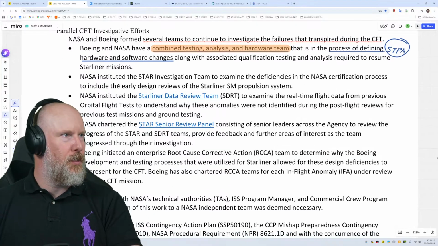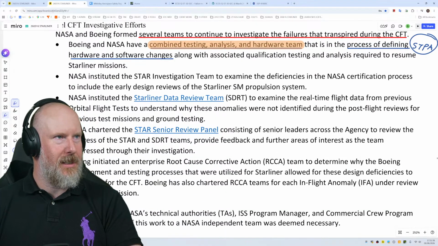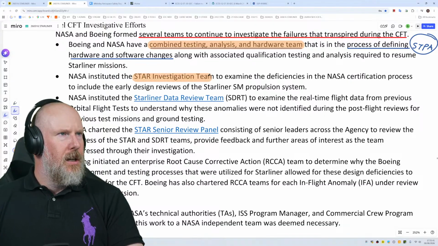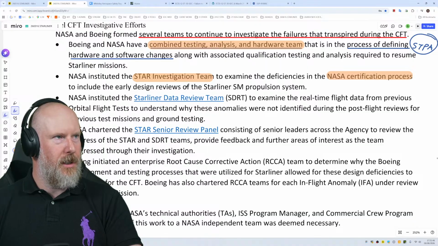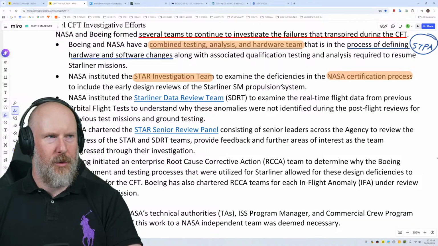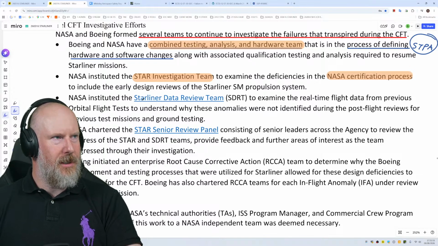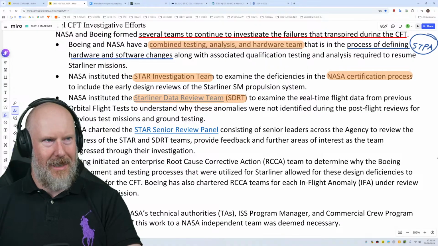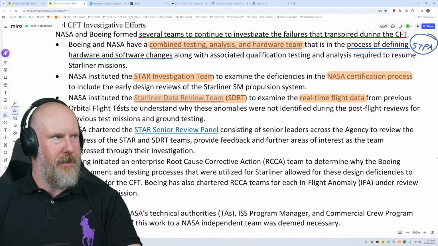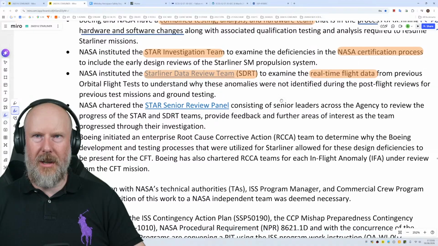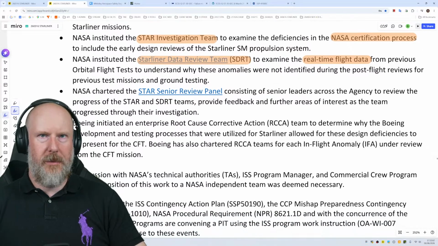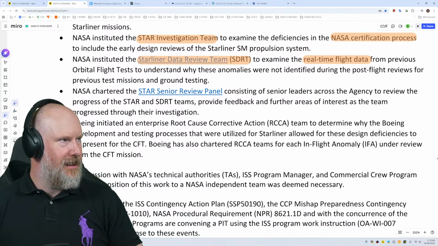NASA instituted the STAR investigation team to examine the deficiencies in the NASA certification process to include early design reviews of the Starliner service module propulsion system. NASA instituted the Starliner data review team to examine the real-time flight data analysis from previous orbital flight tests to understand why these anomalies were not identified during the post-flight reviews for previous test missions and ground testing.